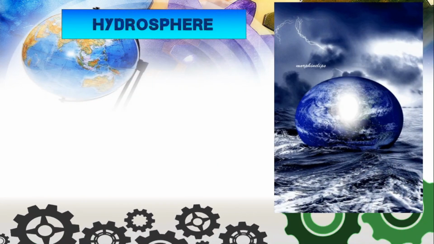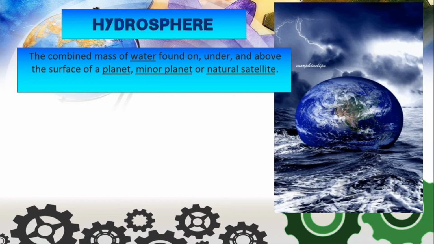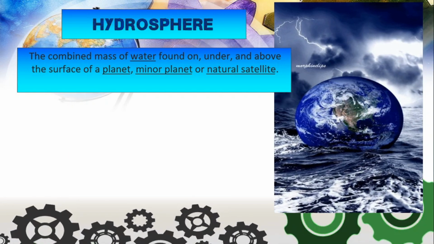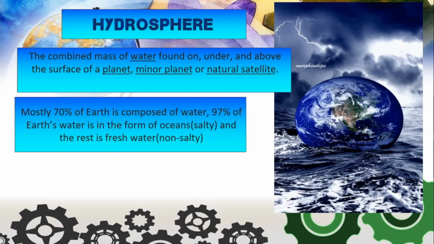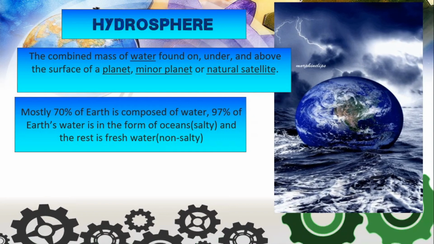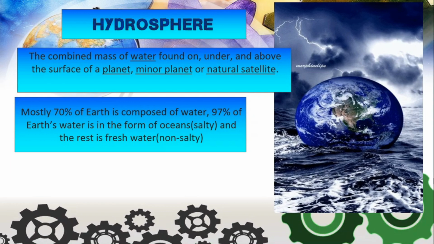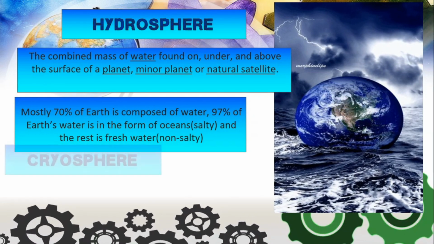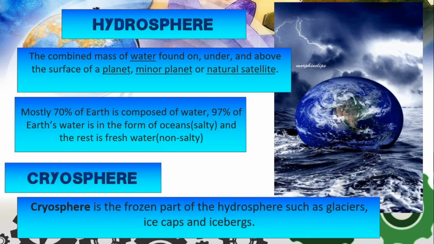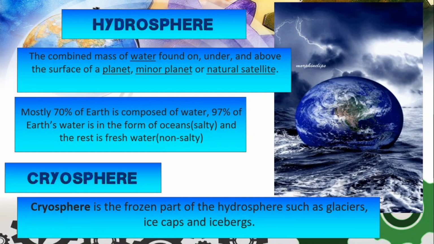Next subsystem is hydrosphere. Hydrosphere is the combined mass of water found on, under, and above the Earth's surface, or that of a minor planet or natural satellite. Mostly 70% of Earth is composed of water. 97% of Earth's water is in the form of oceans, or salty, and the rest is fresh water, or non-salty. Cryosphere is the portion of the hydrosphere which is frozen, such as glaciers, ice caps, and icebergs.